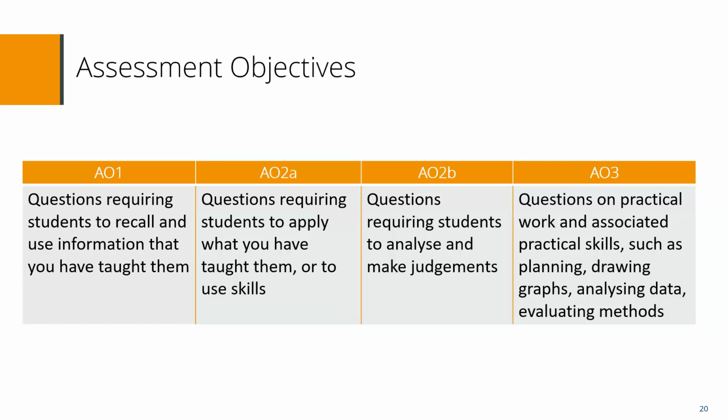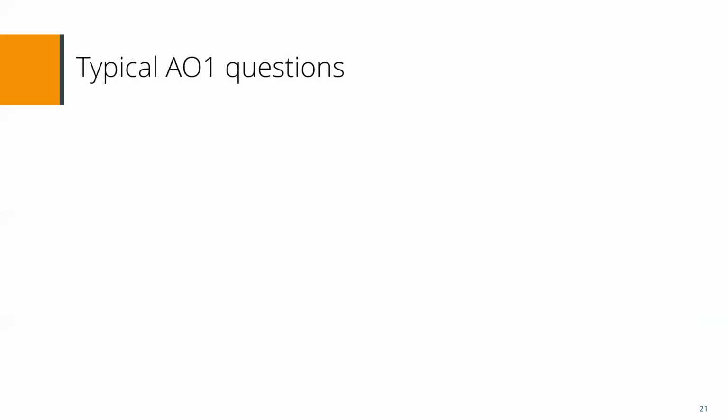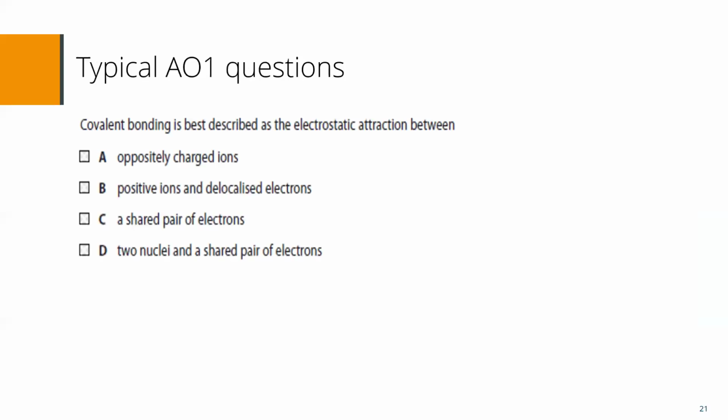Right, what I'm going to do now is go through and give you some examples of some typical AO1, AO2A, AO2B, and AO3 questions, and then ask you to carry out a little exercise in which I want you to try and identify whether specific questions are targeting AO1, AO2A, AO2B, or AO3. So let's have a look at a typical AO1 question.